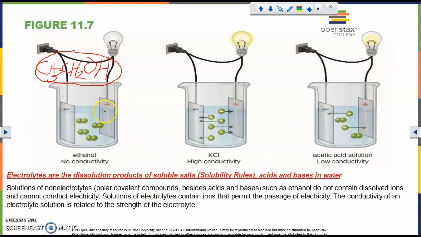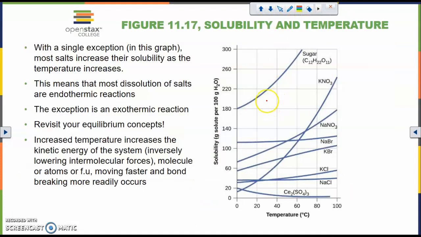So again, electrolytes are particles that divide into positive and negative ions in an aqueous solution, and therefore they conduct electricity. All right. So solubility is also affected by temperature.